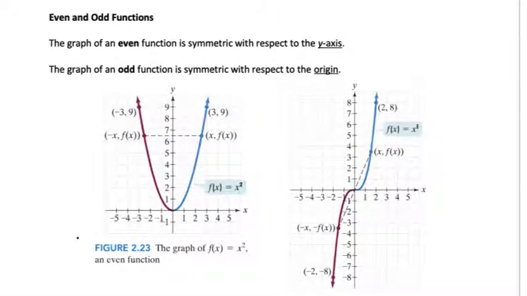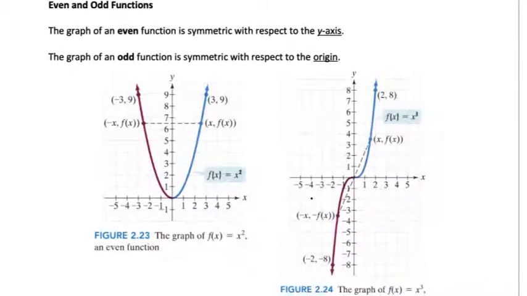Our next topic is even and odd functions, and we're going to be determining whether a function is even or odd by looking at the graph. Even functions are symmetric around the y-axis. So if you think of the y-axis as a line of symmetry, the graph will be a mirror image on either side. An odd function is symmetric with respect to the origin.